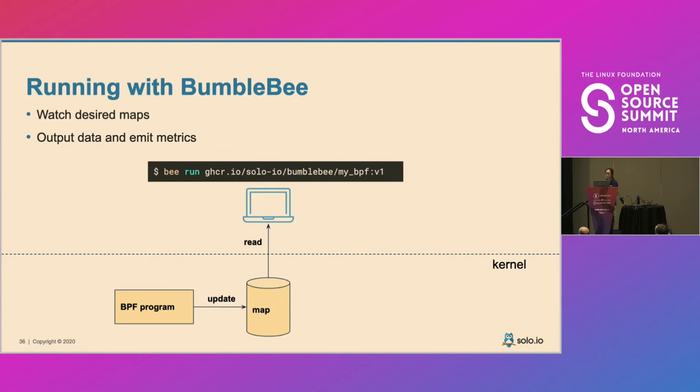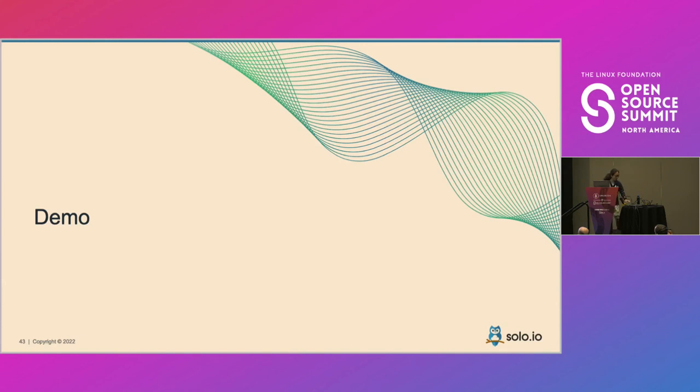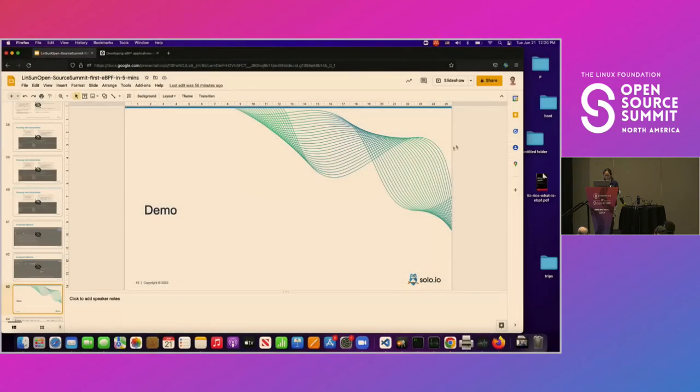When you run with Bumblebee, on top of all that, we also output the data and emit the metrics for you, so you can integrate with your popular metrics program like Prometheus. So with that, we've talked for 5 minutes, so we're going to do a demo. Hopefully that's the most interesting part of the talk.